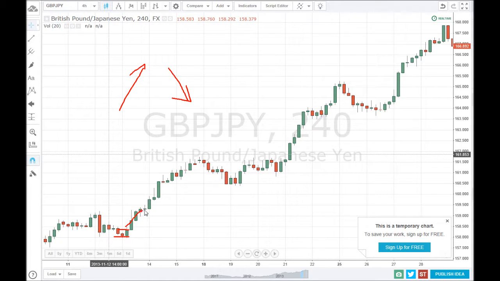We have another bullish engulfing here. It engulfs a doji and price continues on the upside. We have another bullish engulfing. Price continues to move on the upside. And then we have this bearish engulfing. It engulfs a doji and then price moves on the downside. And this price behavior starts again.